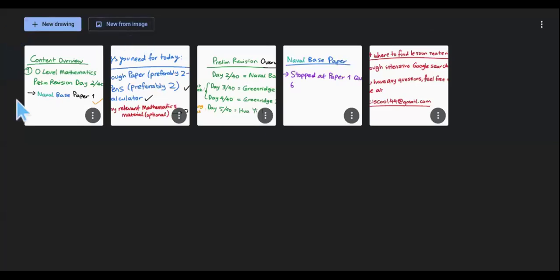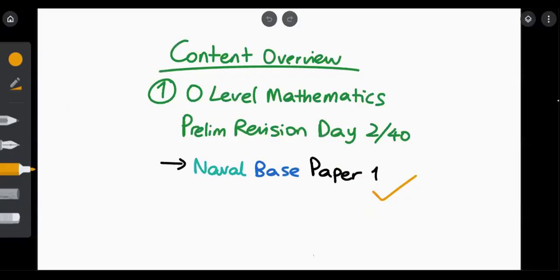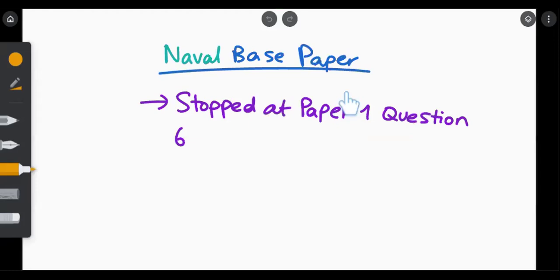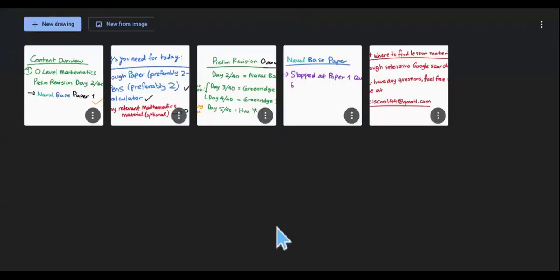So let's move on to the content overview. For those of you from Naval Base, your teacher might have given you this O-level maths prelim revision, last year's cohort's prelim paper. This is Naval Base Paper 1, and this is day 2 over 40. This is where we stopped, at Paper 1, question 6. So let's look at question 6 now.